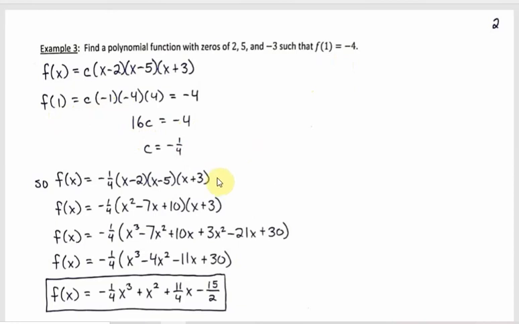Well then we've got this, which we now have to multiply out. So I just multiplied x minus 2 and x minus 5 first to get this trinomial. Then I distributed the x plus 3 through this trinomial, right? Because there's the distributing x, and then down here is the distributing the 3. Combine like terms, and then distribute the negative 1/4, and you end up with that as a final answer, that f of x is negative 1/4 x cubed plus x squared plus 11/4 x minus 15/2.